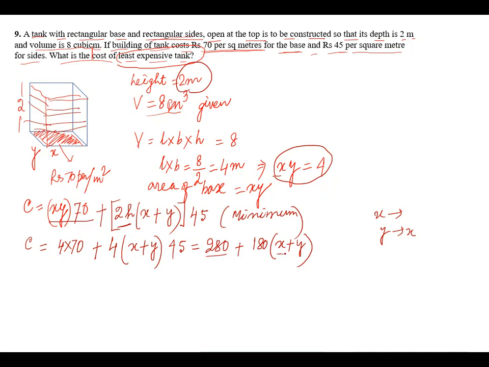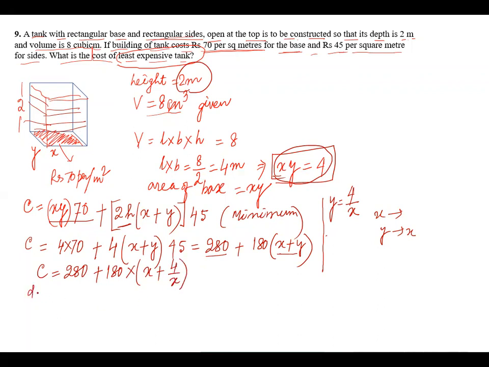So one is a constant, one is x plus y, both variables. So I have to write in one variable. How to proceed? I'll take the help of this x into y is equal to 4. So this gives you y is equal to 4 by x. So now C is equal to 280 plus 180 multiplied by x plus 4 by x. So what is the derivative? dC by dx is equal to 280 derivative is 0, plus 180 multiplied by 1 minus 4 by x square. So this is equal to 0.